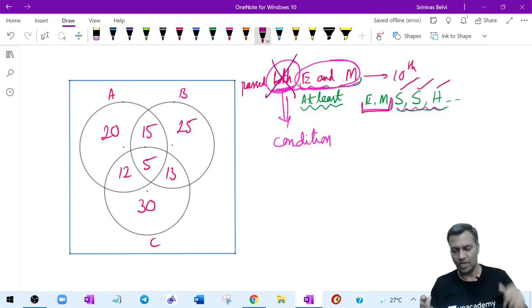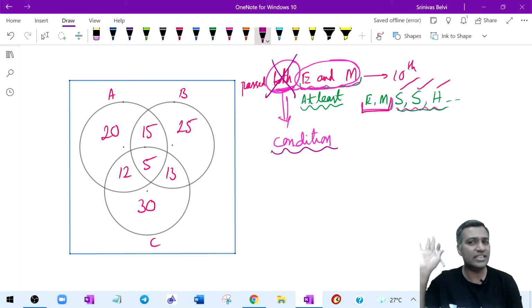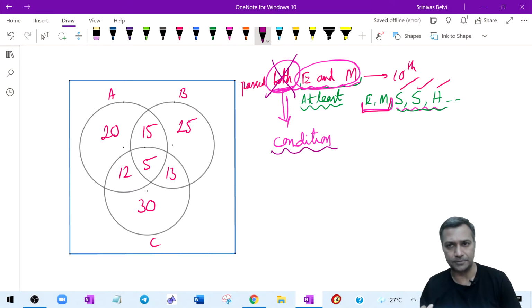Both is a dummy. It's only conditioning your mind. Other than that, it is not doing anything else in the language, not only here in Venn diagrams, but anywhere in the language. It's the grammar I'm talking about here. Did it make sense? Passed in English and maths is the same as passed in both English and maths. Both are the same. Clear? You need to respond quickly from the other side. Yeah.